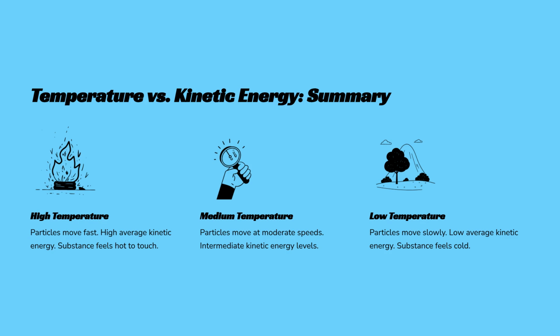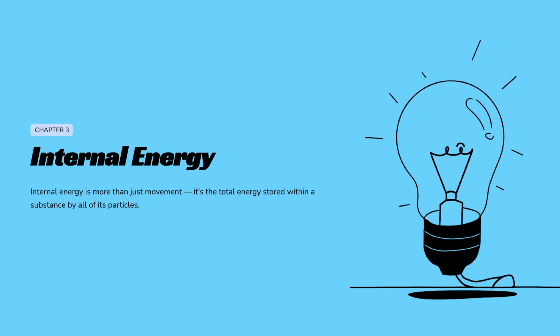This slide summarizes the relationship between temperature and kinetic energy. High temperatures correspond to fast-moving particles and higher kinetic energy, while low temperatures indicate slower movement and lower kinetic energy. Now let's look at Chapter 3, internal energy.